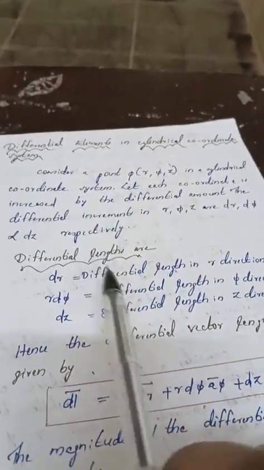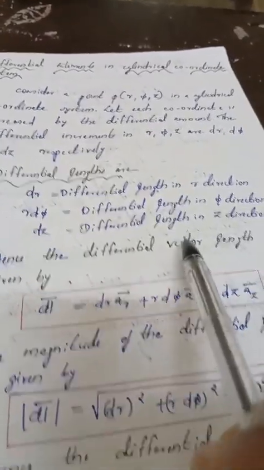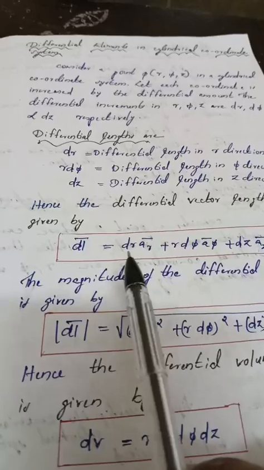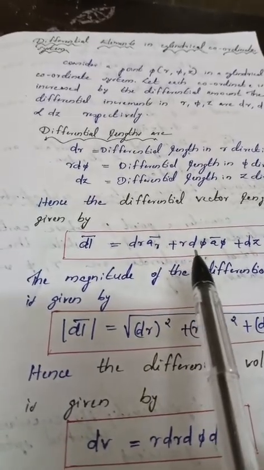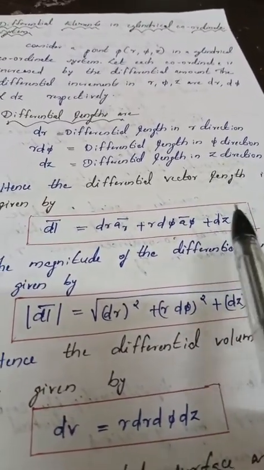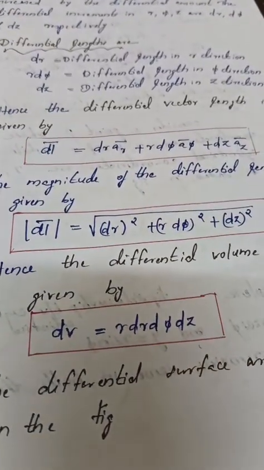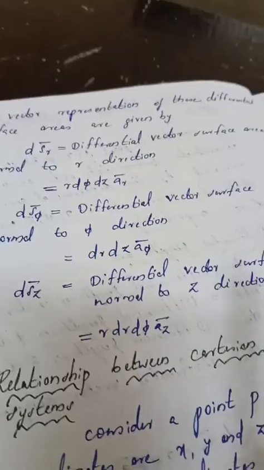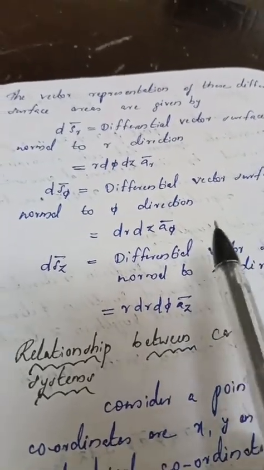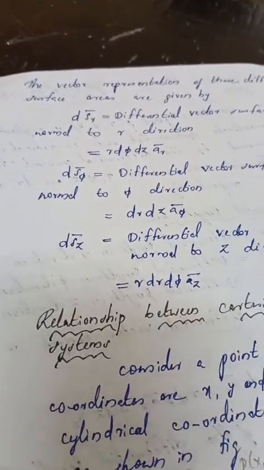Then differential elements in cylindrical coordinate system. Differential lengths are dr, r d phi, dz. Differential vector length is given by dl vector equal to dr into ar vector plus r d phi into a phi vector plus dz into az vector. Differential volume is given by dv equal to r dr into d phi into dz. Vector representation of surface areas is given by dsr vector, ds phi vector, dsz vector.